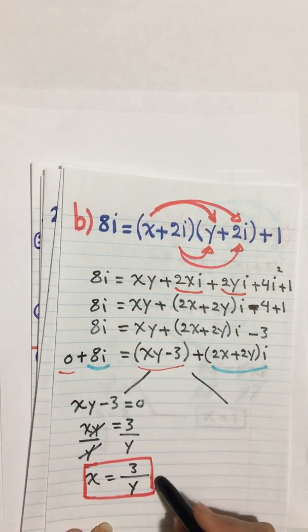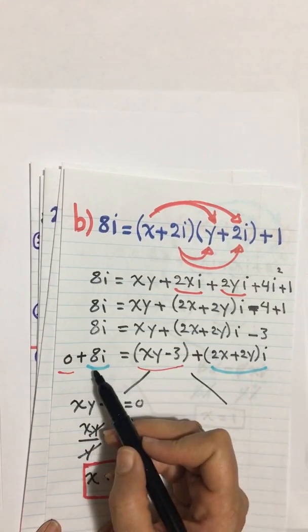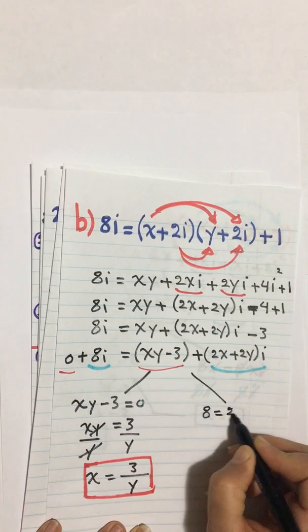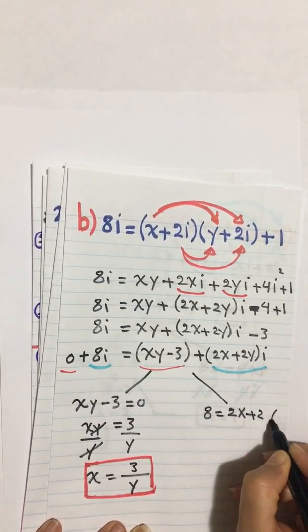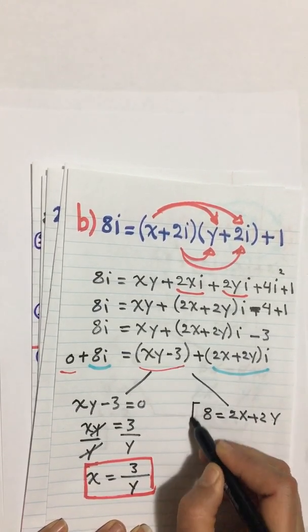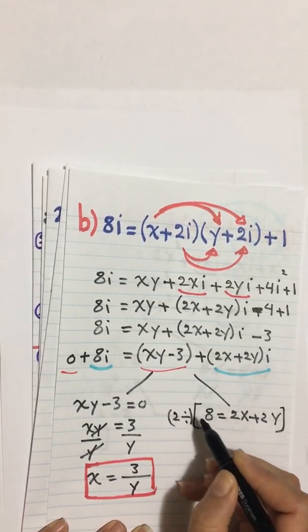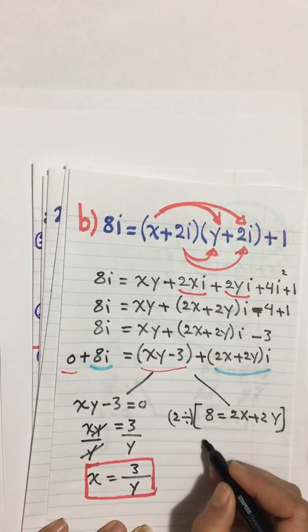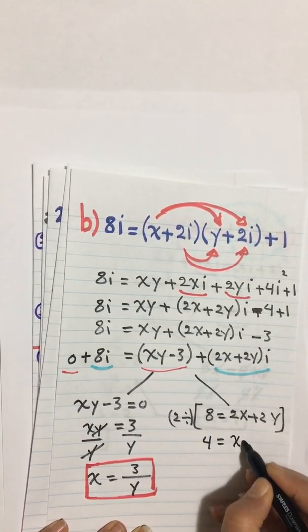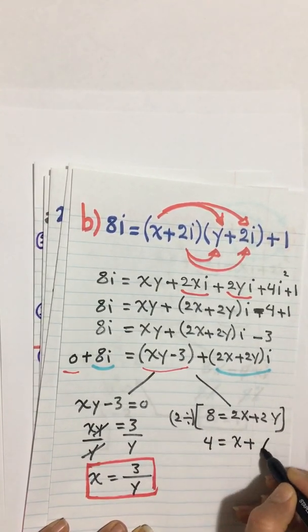Now I'm going to substitute for the other side. For the imaginary part, I'm going to have 8 equals 2x plus 2y. So I'm going to divide by 2 both sides. 8 divided by 2, 4 equals 2x divided by 2, cancel out the 2, so I have x plus 2y divided by 2, cancel out the 2, so I get y.